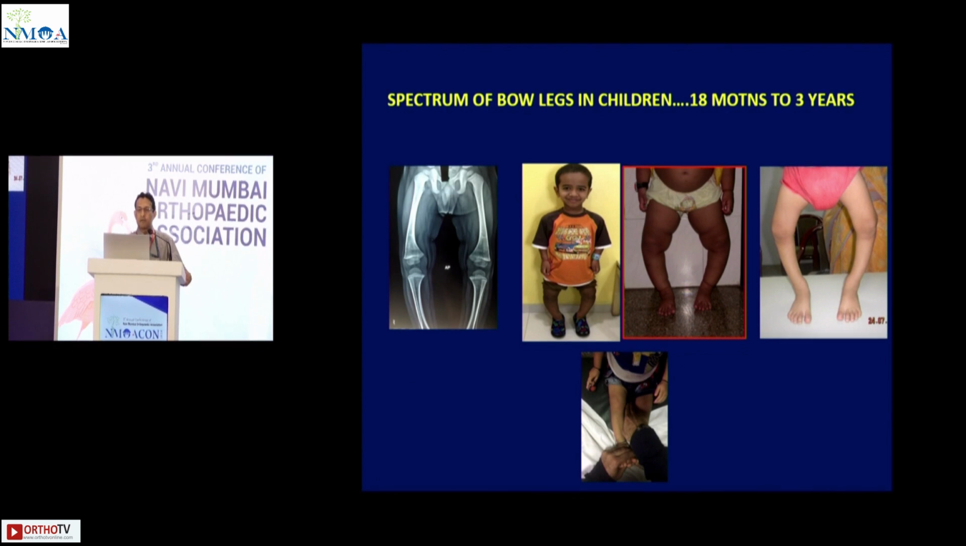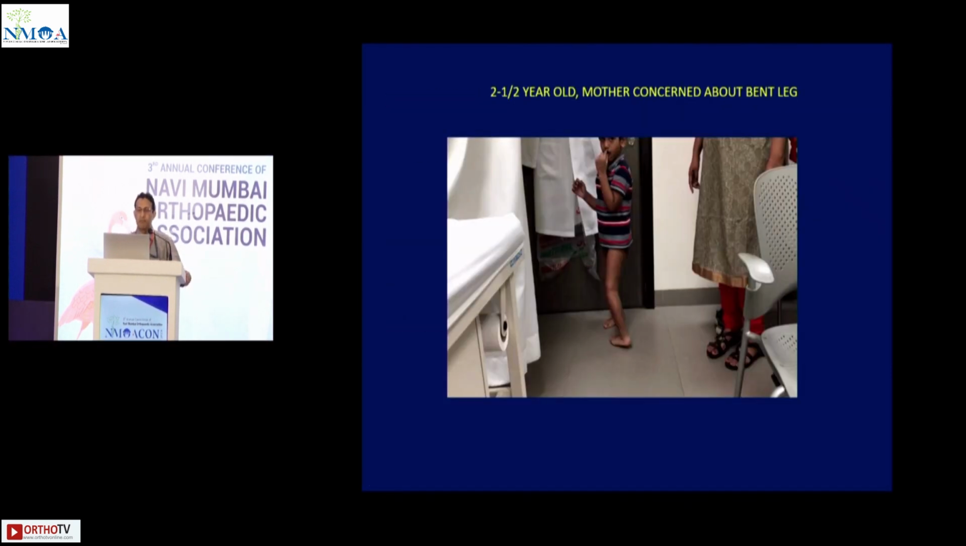This is a normal child. The first one is achondroplasia. This is Blount's disease. This is metaphyseal dysplasia, and this is normal. So all of them are different, and they can present at various ages with different limb patterns.